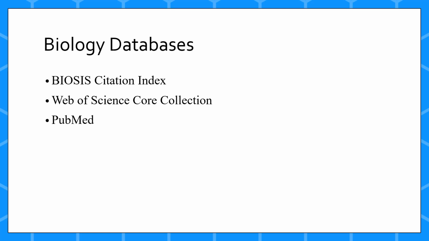PubMed is a freely available database created by the National Library of Medicine and contains articles related to every aspect of the health sciences. If you're having trouble finding something using our research databases, Google Scholar can also be helpful to determine the language used to describe your topic in the scholarly literature.